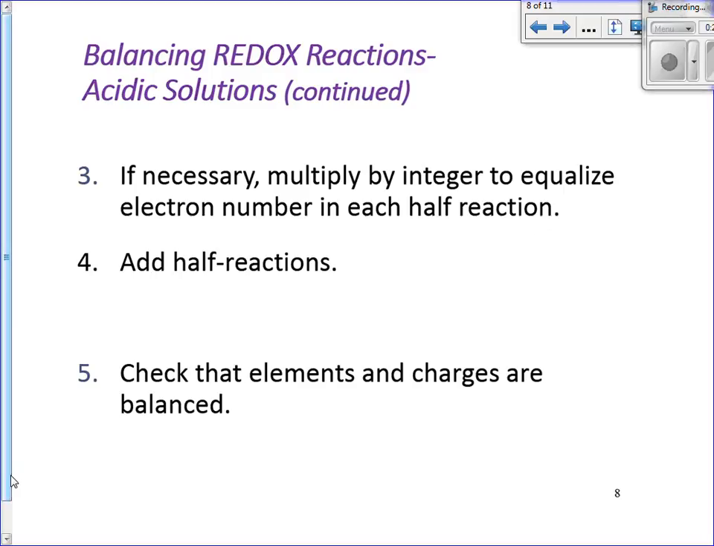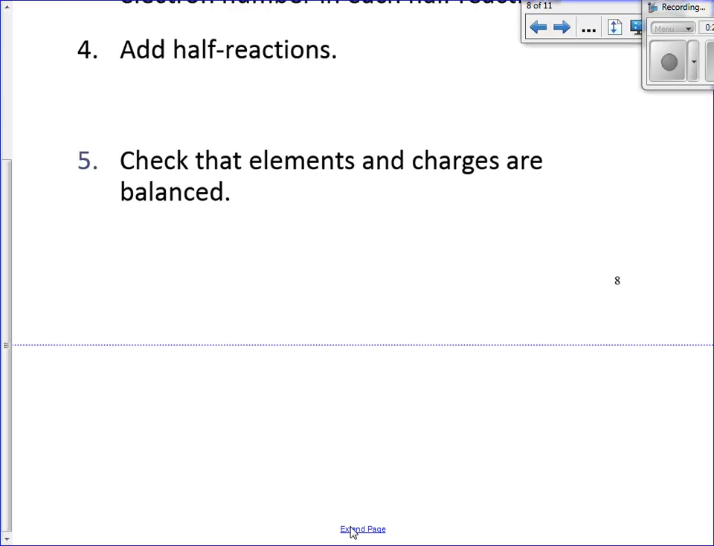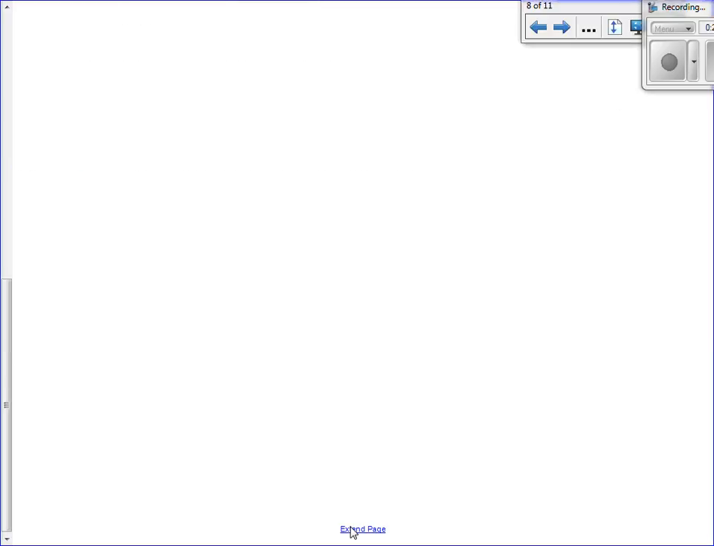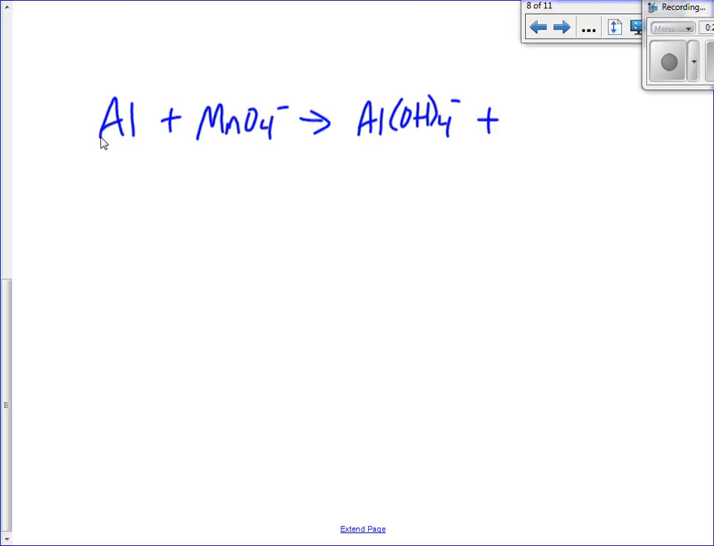Okay, so let's go ahead and take a look at our example here. We're going to go ahead and do the balancing. We have Al plus permanganate, and we have this complex ion with the hydroxides. It's a complex ion. You might see some random weird ones in your reactions, but they still work.